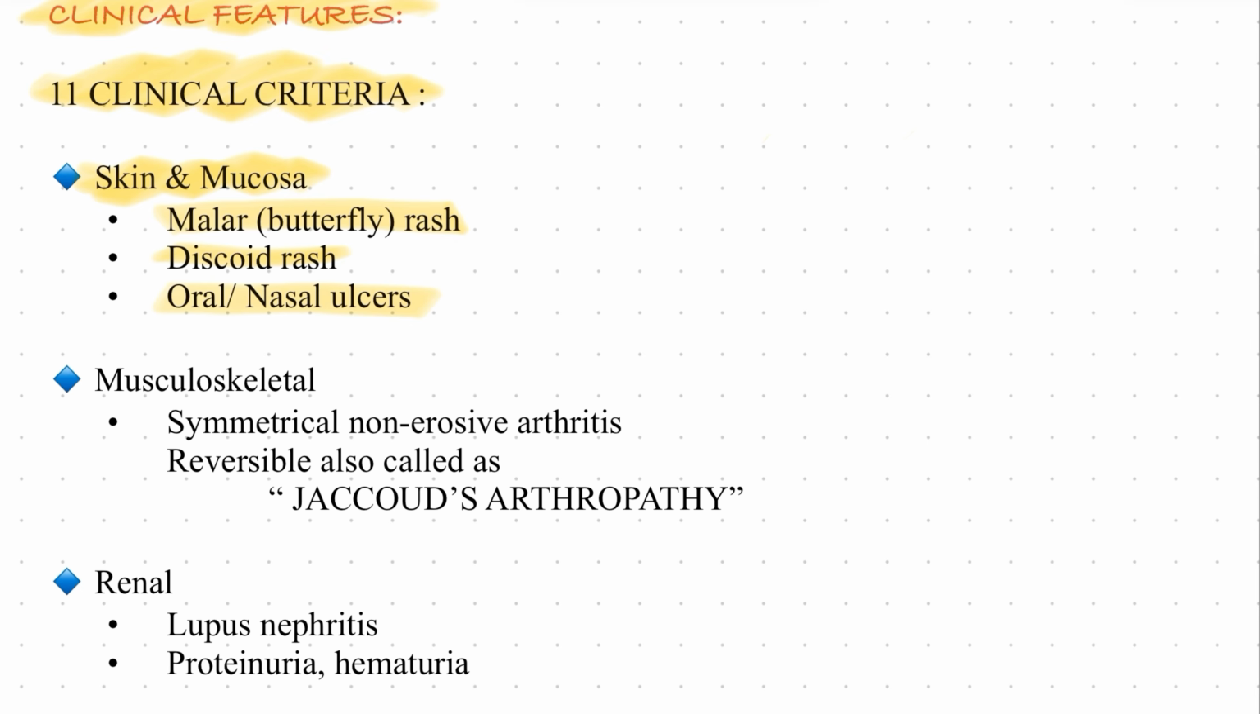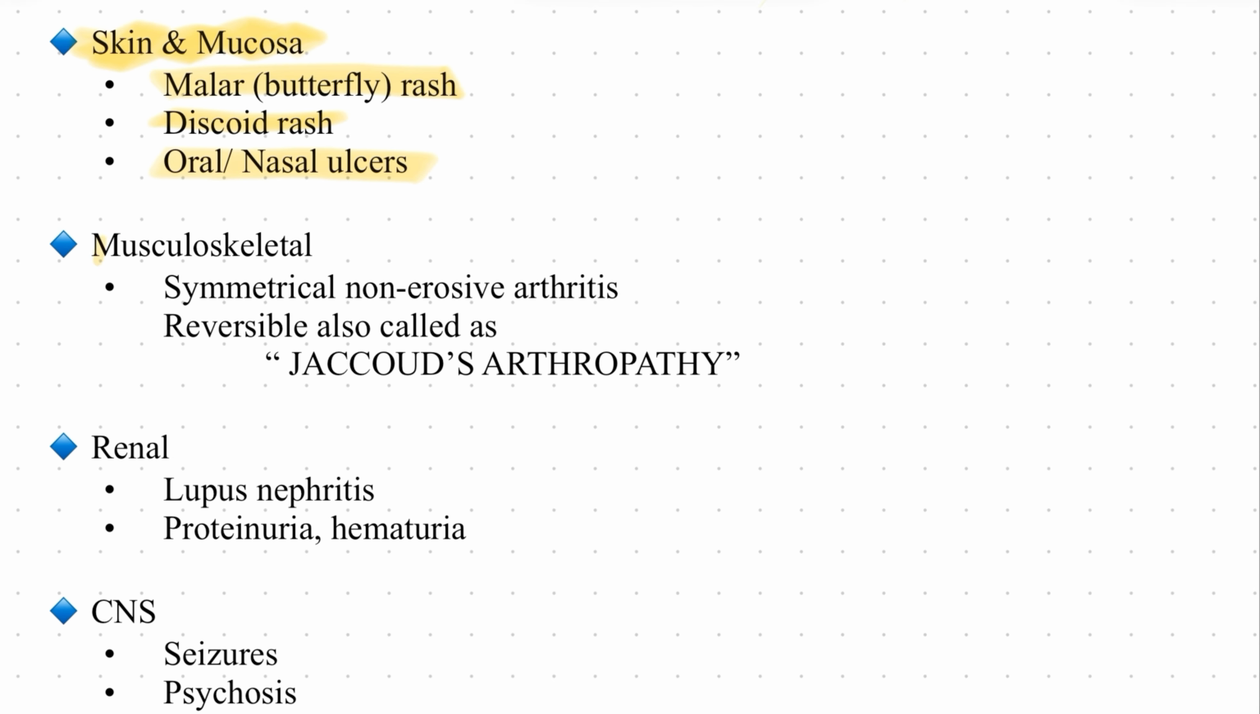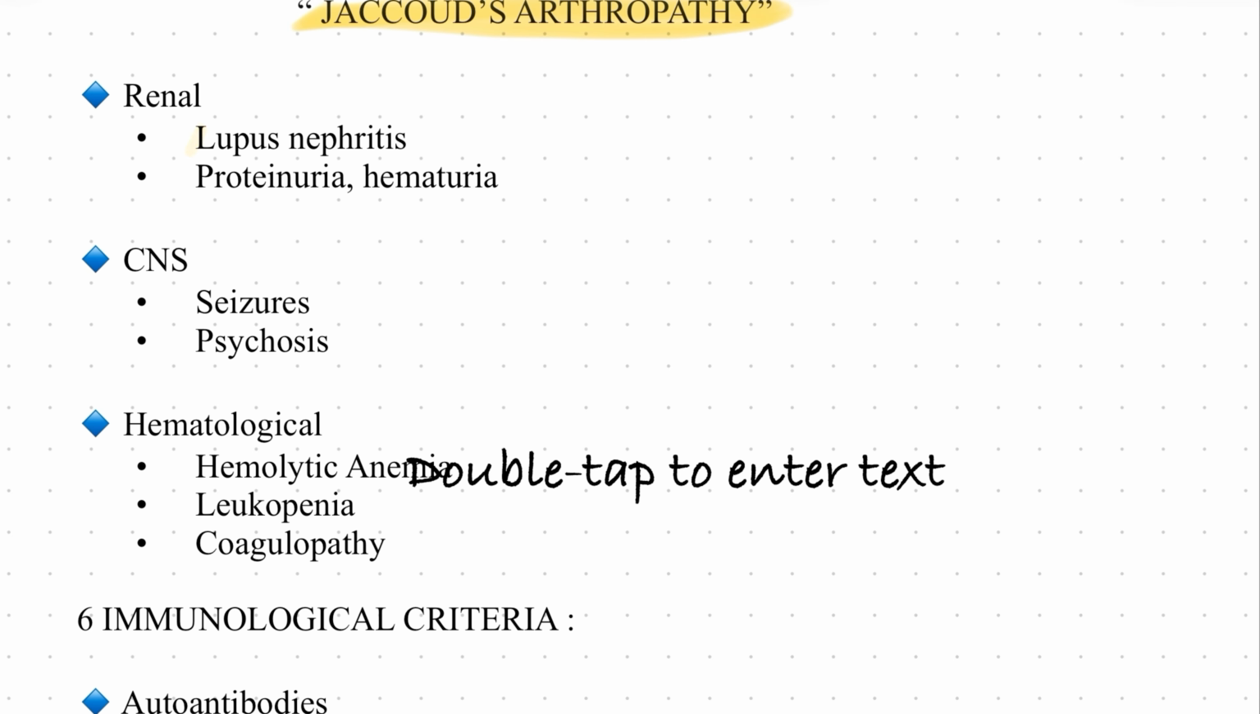We will make a separate video about these clinical features because it is a very important topic. For theory exams, I think this is sufficient. For entrance purposes, I'll make a separate video on what is the most common and what is the important diagnostic feature. I will upload it soon, no need to worry. Then coming to musculoskeletal: symmetrical, non-erosive arthritis. Because it is not erosive, it is reversible, called Jaccoud's arthropathy. Then coming to renal, it leads to lupus nephritis.